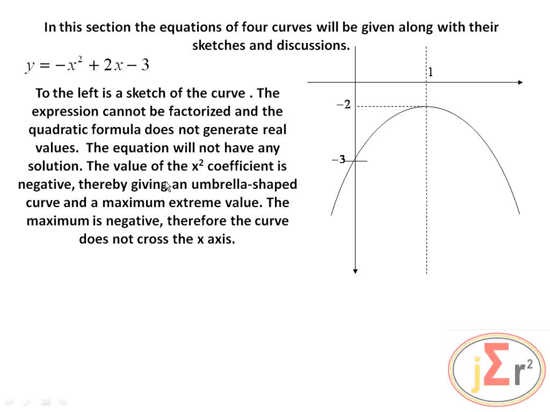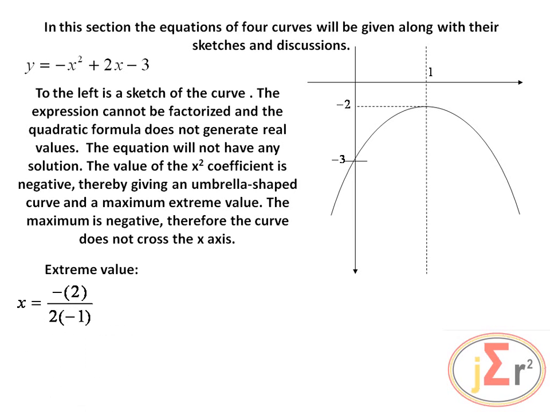The coefficient of x squared is negative. Therefore, we will have an umbrella-shaped curve and a maximum extreme value. If the maximum is a negative, that means all of the curve is going to be below the x-axis, and that also will indicate that we will not have any x-intercept.